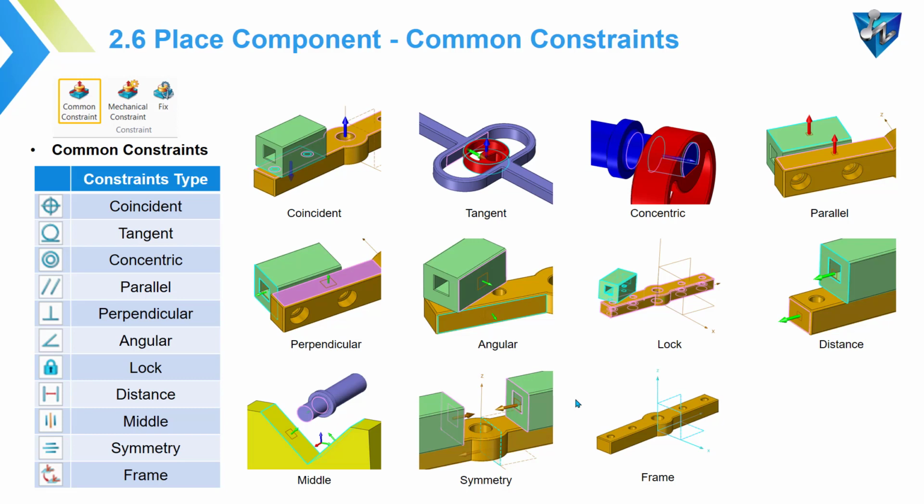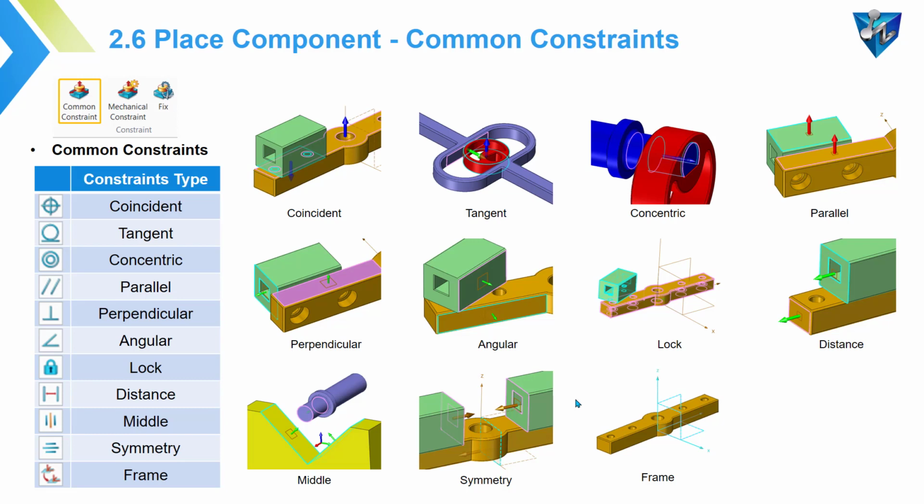And the next one is middle. Use it to keep the base entities in the middle of the center entities. And the next one is symmetry. Use it to make two entities symmetrical about a datum plane or planar face. And the last one is frame. We can use it to make two coordinate systems coincident.